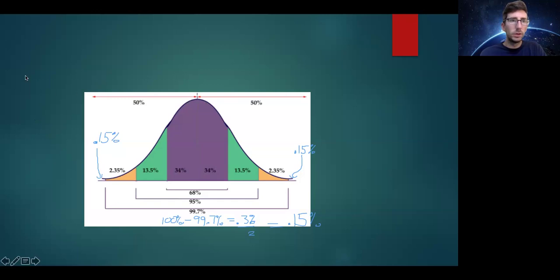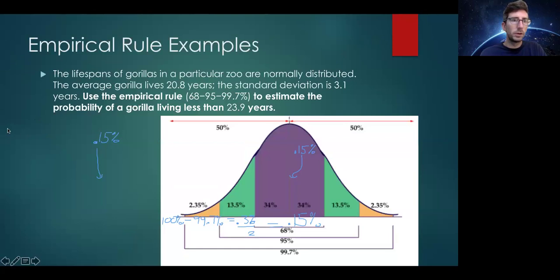So let's see if I can clear all my drawings. Okay, so I've kept our chart here to make life a little easier for us. So we have a question here. It says the lifespan of gorillas in a particular zoo are normally distributed. So we know what the distribution looks like. They give us the average age of the gorilla, which is 20.8, and the standard deviation of 3.1.